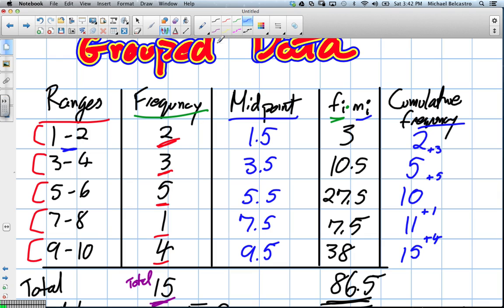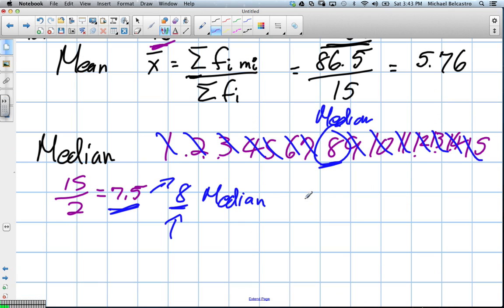So we're looking for where the term 8 lies, okay? And we know that at this point, we've only done 5 contestants. And at this point, between 5 and 6, we've done 10 contestants. Well, we know 8 is in there. So we know the 8th term is in the 5 to 6 range. So the median term will be our midpoint from that range. Because the 8th term falls in there, our median term is going to be our midpoint, which was our 5.5, okay, is our median term.